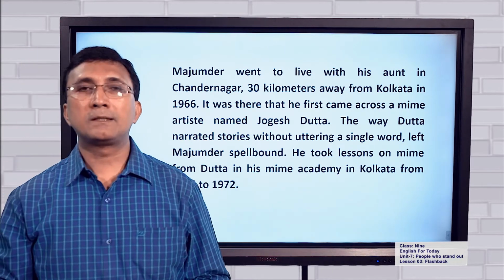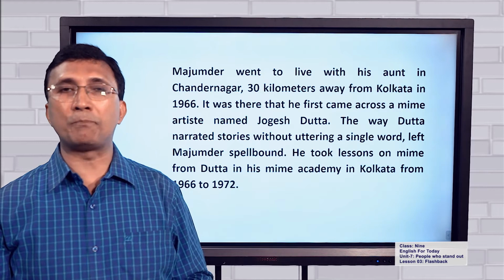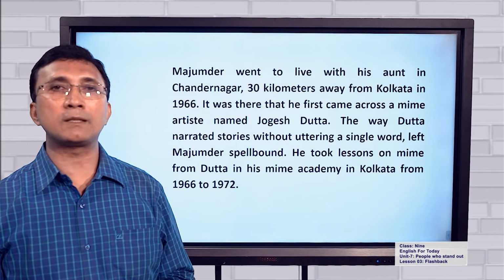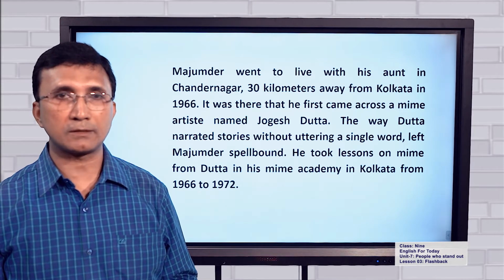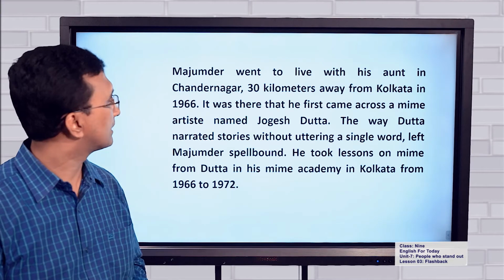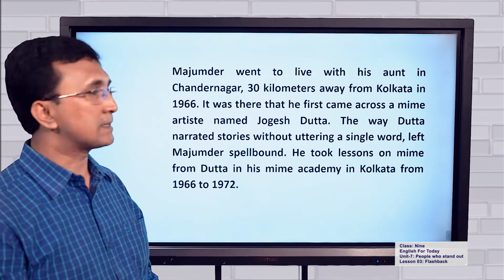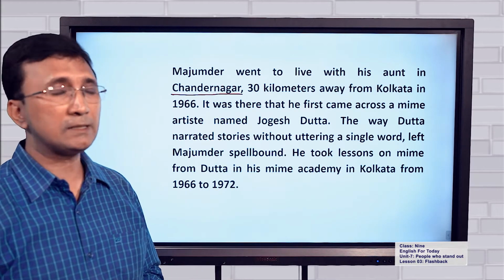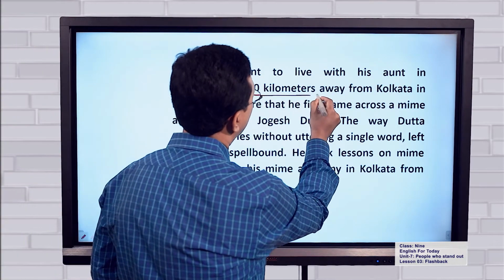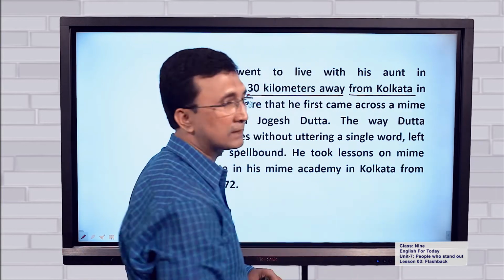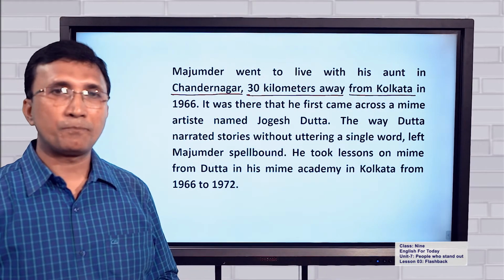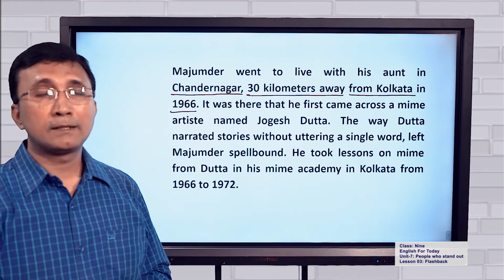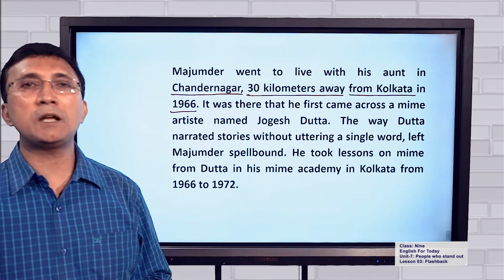Dear students, just the way we underline some important information in the first passage, here we also have some other very important information. What are those? Let's see. Where did he live with his aunt? It is Chandernagar. How far is it from Kolkata? 30 kilometers away from Kolkata. And what was the time? It was in 1966.